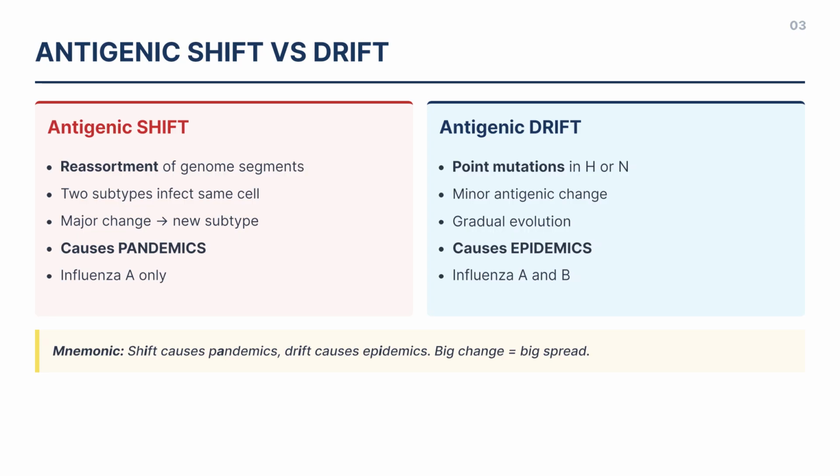Antigenic drift involves point mutations in the hemagglutinin or neuraminidase genes. This causes minor, gradual changes in the antigens. Drift causes epidemics, which are seasonal outbreaks limited to a specific region or population. Drift can occur in both influenza A and B. Mnemonic to remember: shift causes pandemics. Drift causes epidemics. Big change equals big spread.